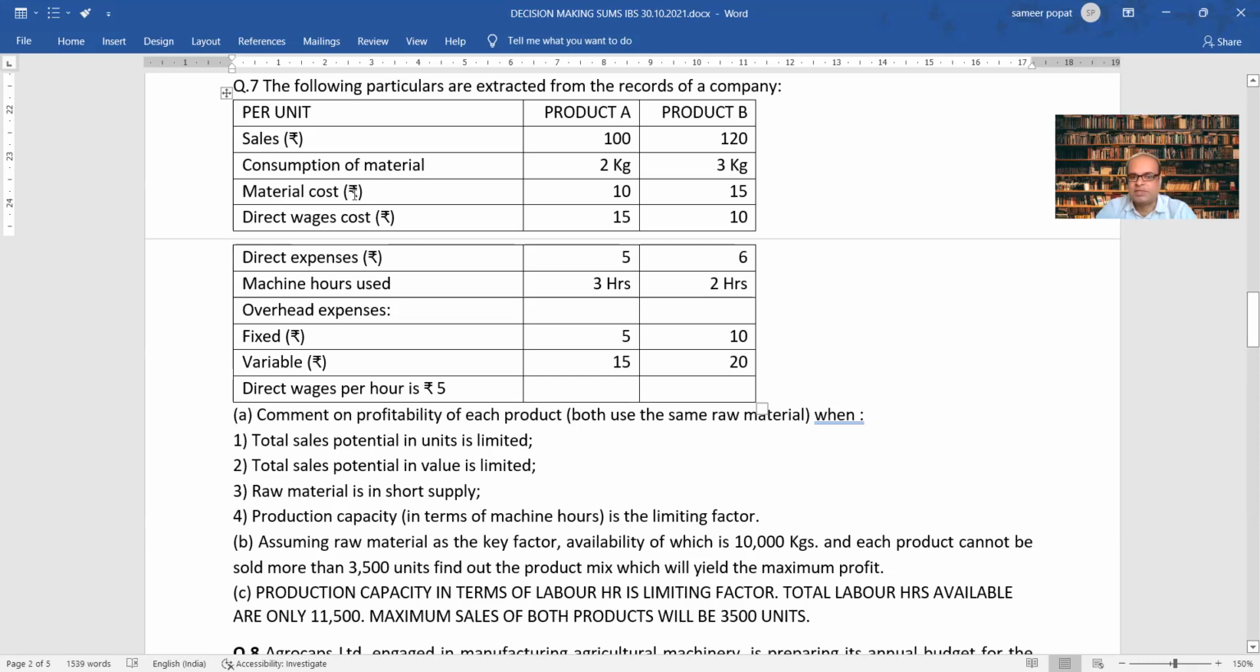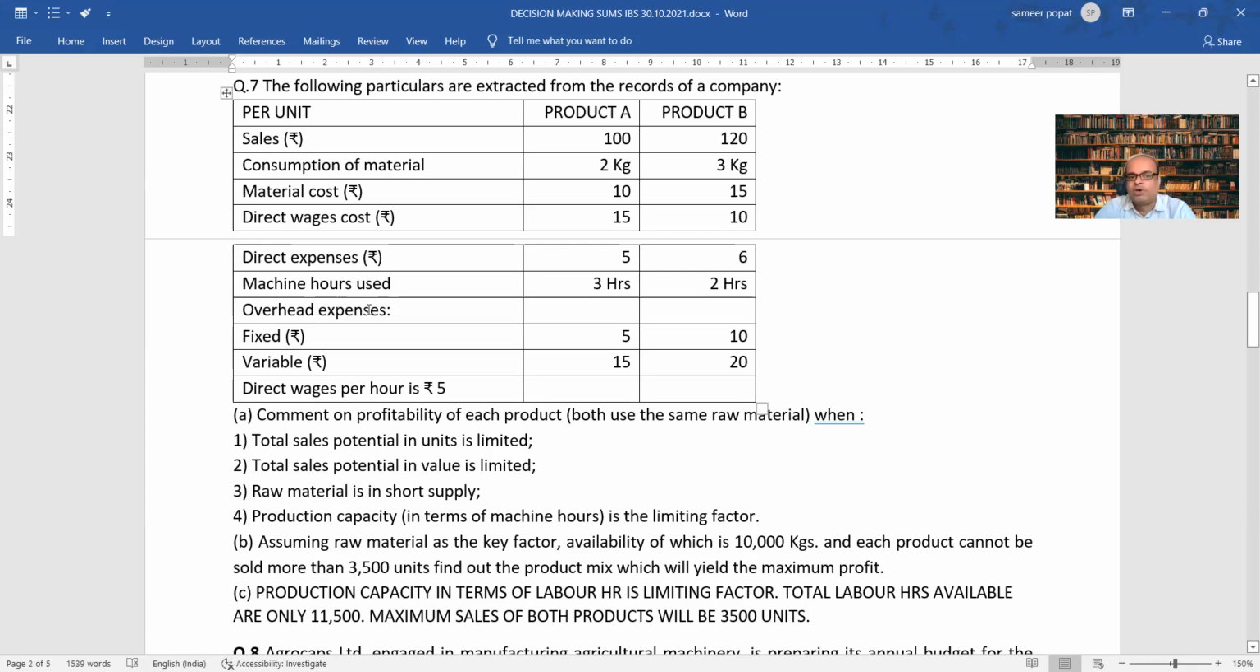Material cost in rupees is given 10 and 15. Direct wages are 15 and 10 per unit. Direct expenses are 5 and 6 rupees per unit. Machine hours used. This is not the cost. This is the information that we require 3 hours of processing in machine for product A and 2 hours processing is required for product B.